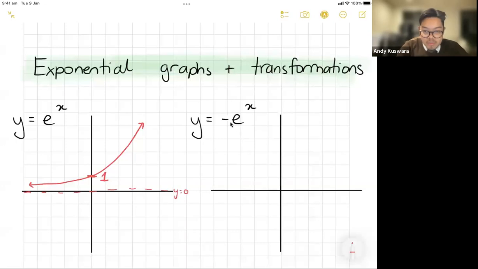So what happens if we make the whole graph negative? How does that transform it? Well, everything that was positive now becomes negative. So it's going to look a little bit like this, and now the intercept becomes -1. We still have the asymptote. The asymptote hasn't moved. It's still y equals 0.